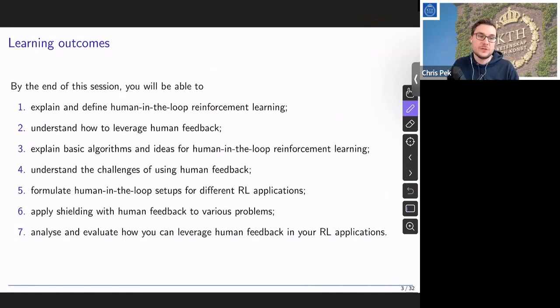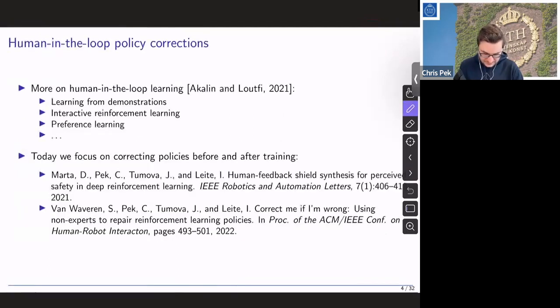Then that you're able to formulate human-in-the-loop setups for different reinforcement learning applications, and how to apply shielding that we've learned so far with human feedback to various problems, so that we have a way to give verifiable but also interpretable, acceptable actions of a reinforcement learning system. And lastly, I hope that you will be able to analyze and evaluate how you can leverage human feedback in your reinforcement learning applications.